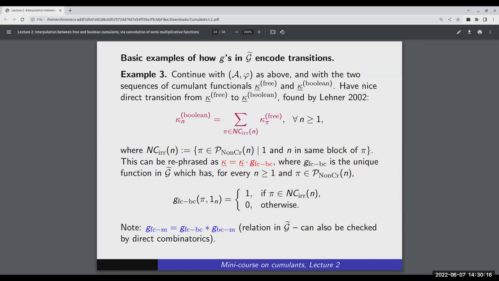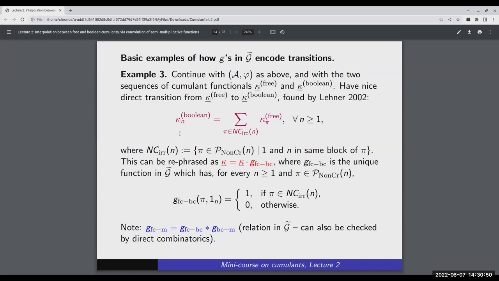I just want to cite Franz Lehner, who found that this was actually the beginning of the observation that it is relevant to study relations between cumulants, which I believe at first sight looks like a strange thing, to examine transitions between different brands of cumulants. Why would anybody do that? So this is a paper from 2002 by Franz.